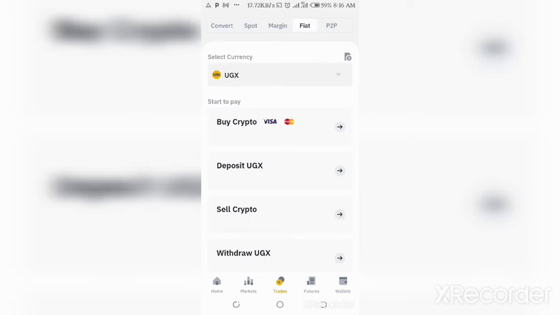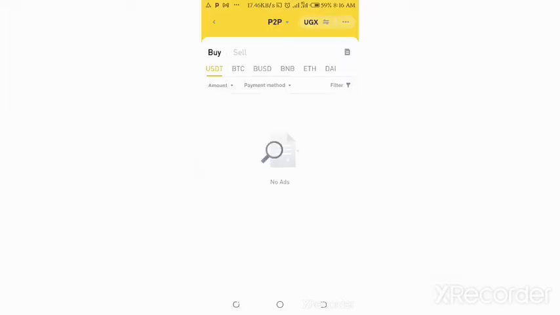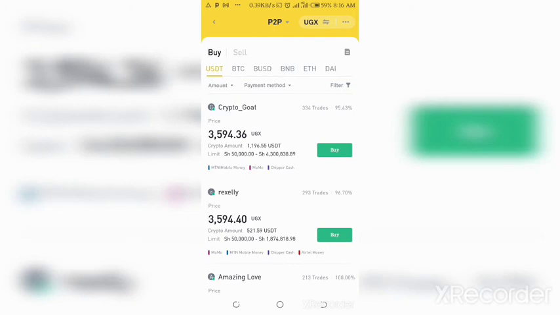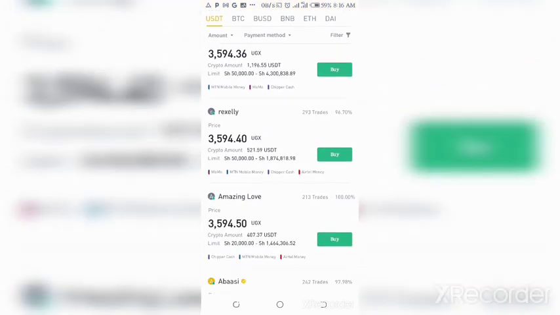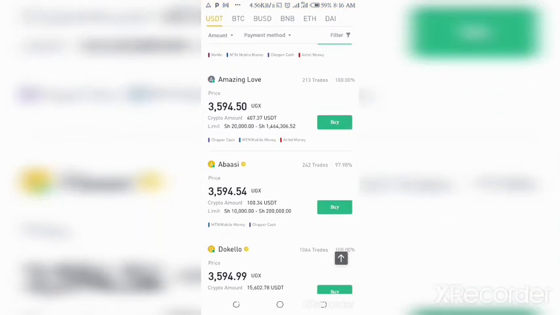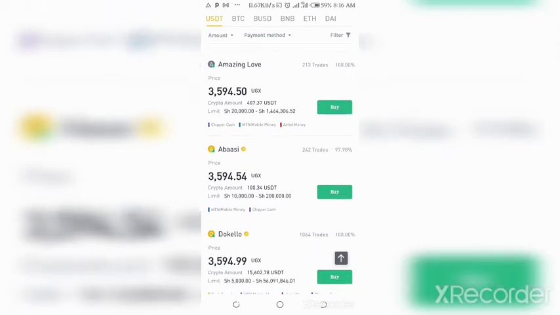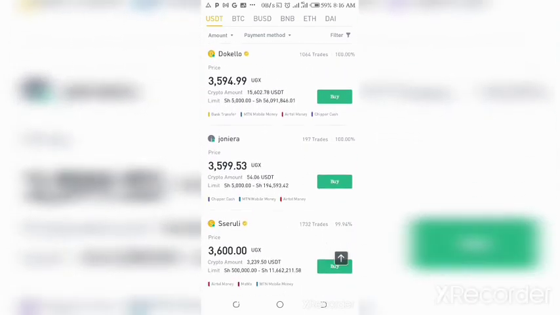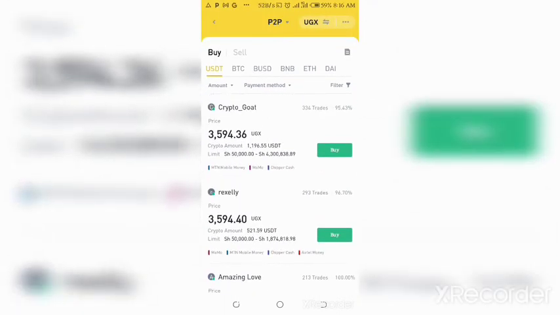Then there is peer-to-peer. This is where you can buy from different sellers on Binance. Apart from buying from Binance itself, you can come and buy from the different people selling here at different prices depending on which coin you want to buy. Most of the coins are here, and it is really flexible and reliable. I've used it before. So those are the things.